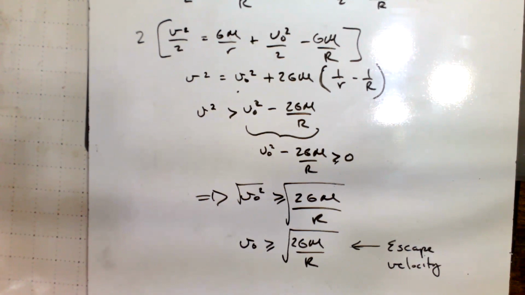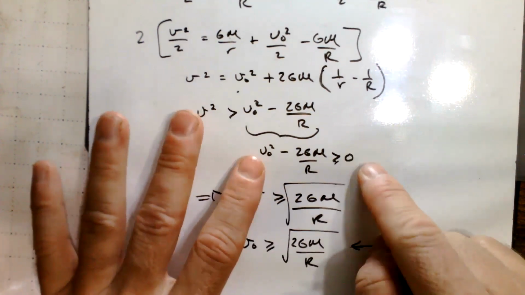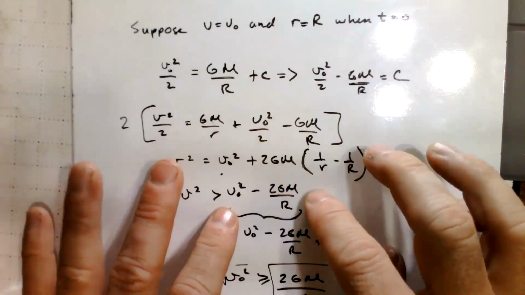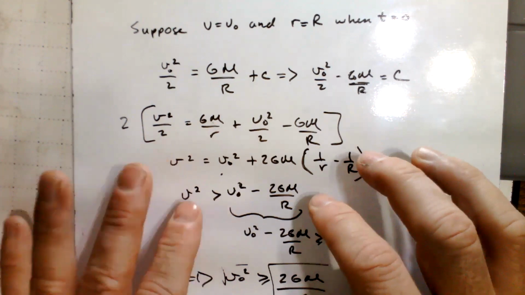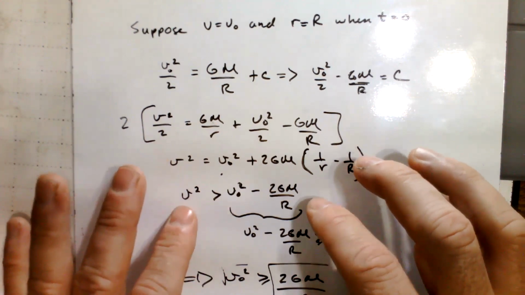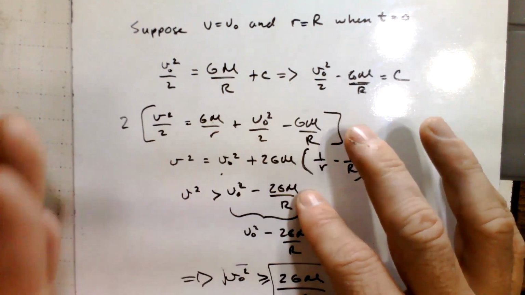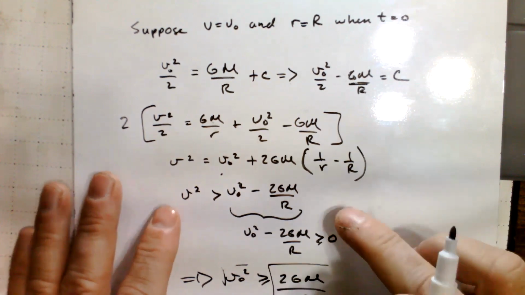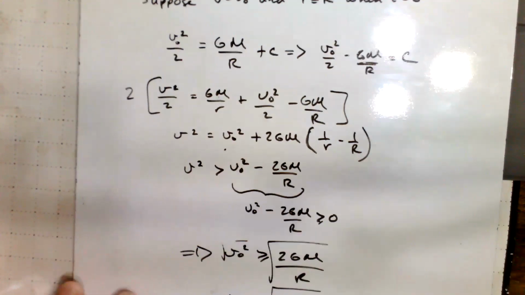Okay, so let's run that back through just to make sure we're all on the same page. If this is true, then that means that this inequality is true, that this will be greater than or equal to 0, which means that this quantity is going to be positive, certainly bigger than 0, which means it will be able to go faster and escape the gravitational pull. So that's the chain of reasoning here.